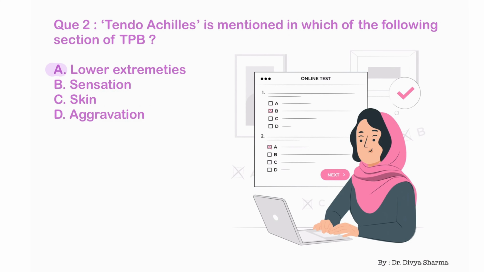Question number 2. Tendo Achilles is mentioned in which of the following sections of the therapeutic pocket book? Tendo Achilles, or the Achilles tendon, is the thickest tendon present at the back of the lower leg in the human body. So the correct option is option A, lower extremities.